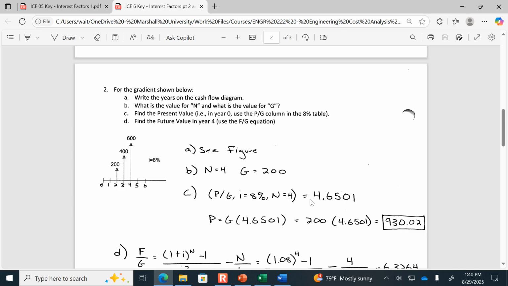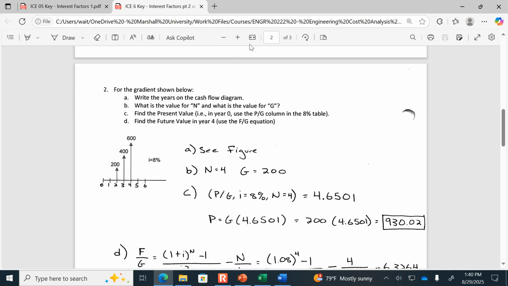Multiply that by 200. So the lump sum present value, the economic equivalent present value to this gradient, is $930 at time 0, which is economically equivalent to this series of inflows in years 2, 3, and 4. They're economically equivalent.